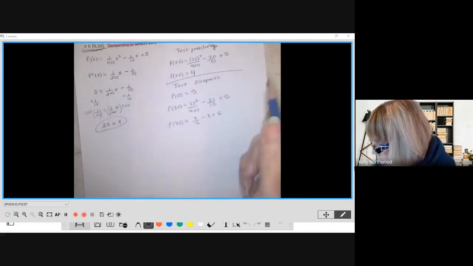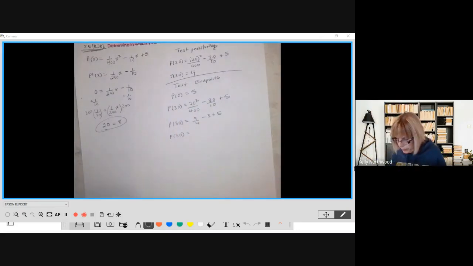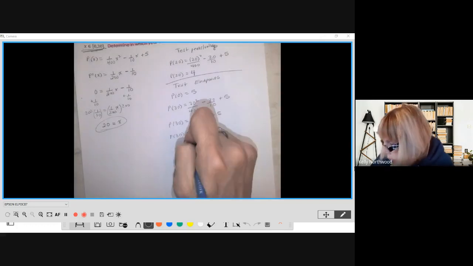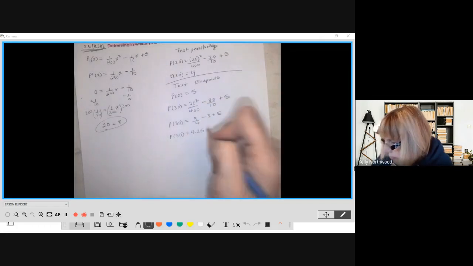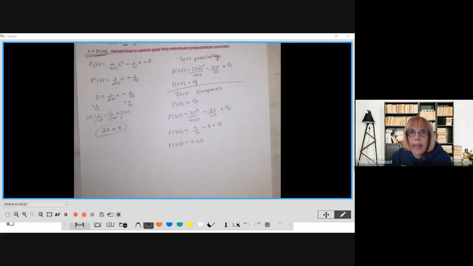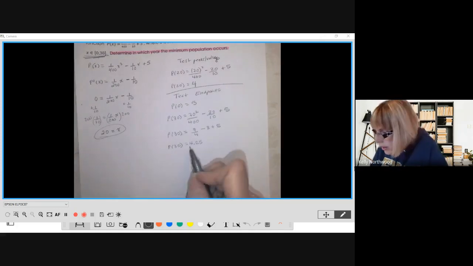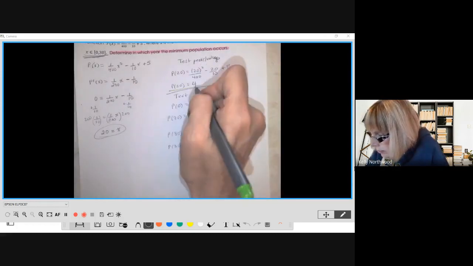What does it want? Minimum population, so I can probably do it as a perfect decimal here. So 4.25 exactly. So we're looking, determine in which year the minimum population occurs. So the minimum is 4.